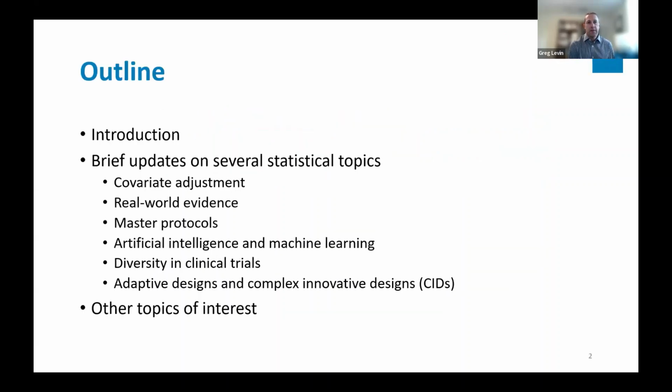So I'm going to introduce the center and the office where I work, and then provide some brief updates on a handful of statistical topics that are highlighted here: covariate adjustment, real-world evidence, master protocols, AI and machine learning, diversity in clinical trials, and adaptive and complex innovative designs. And then I'll mention some other topics of interest where we have ongoing work or future work might be a priority.